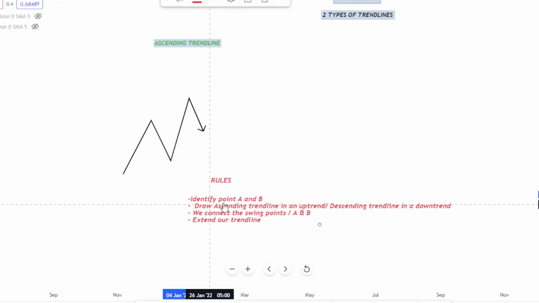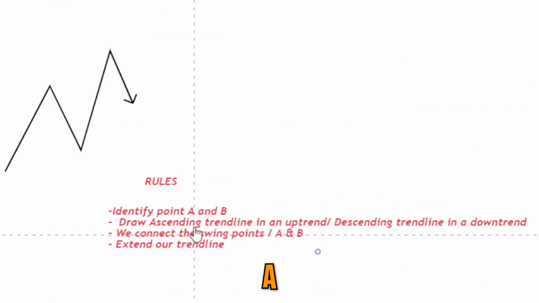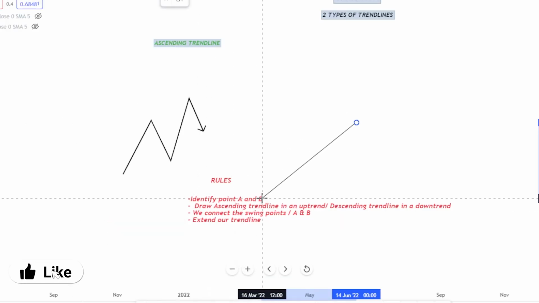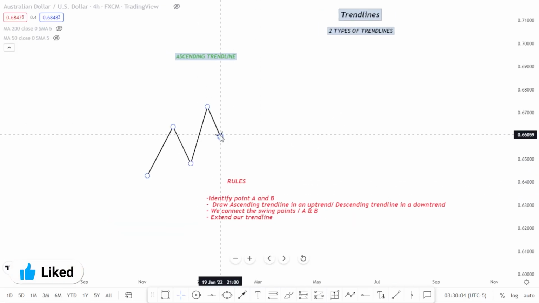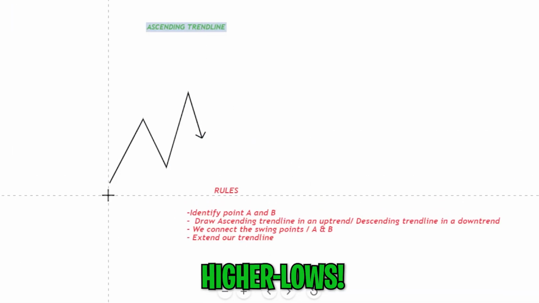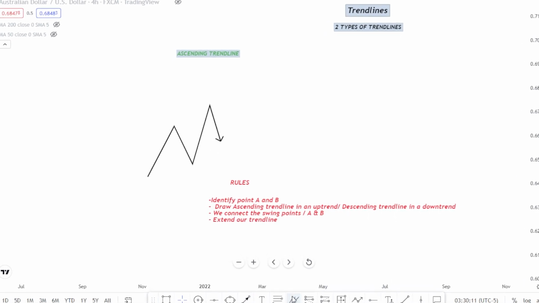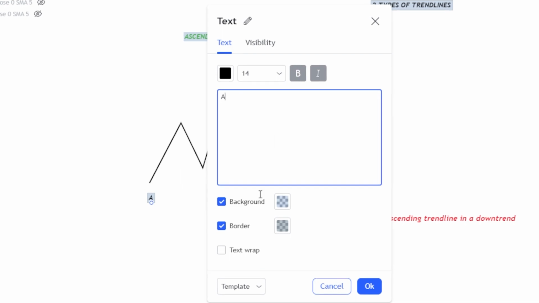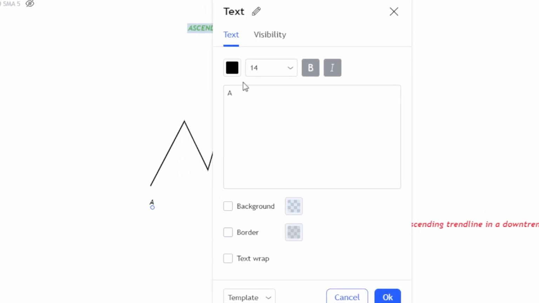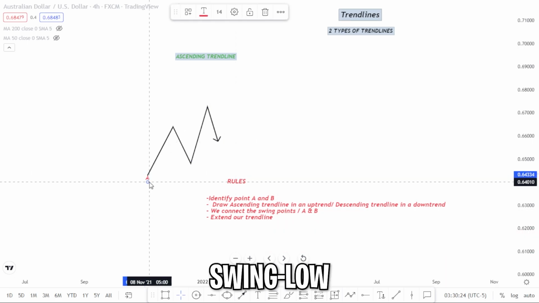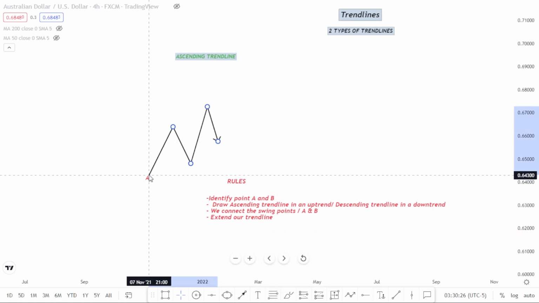First, we are going to identify point A and B. For the ascending trend line, our point A and B will be our higher lows. So basically, our first higher low will be our point A. And let's label it right here, point A, red. And our next swing low or higher low, whatever you call it, will be our point B.